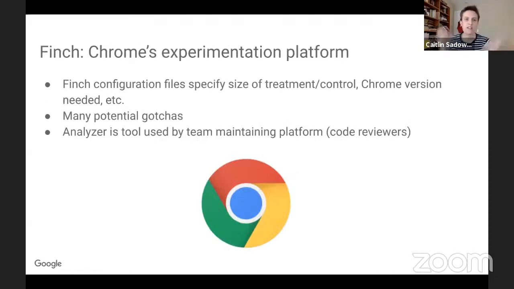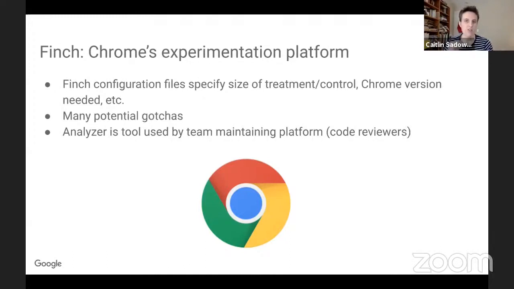All right, so kind of putting this together, I want to talk about an example of an analyzer that does all these things. And this is also an analyzer that my current team uses. So Finch is Chrome's experimentation platform. Finch configuration files specify the size of the treatment and control group on the population of people that use Chrome, and the Chrome version needed to run a particular experiment.